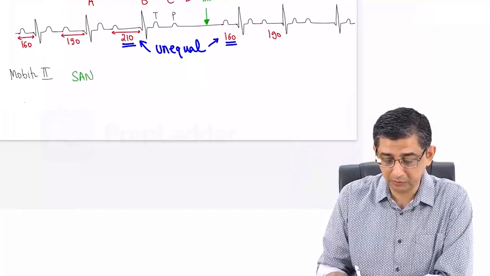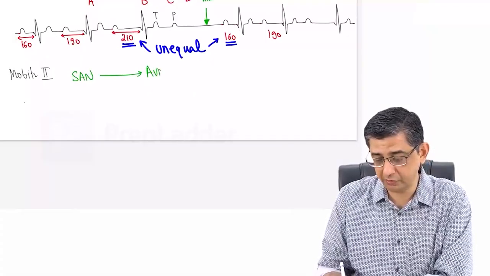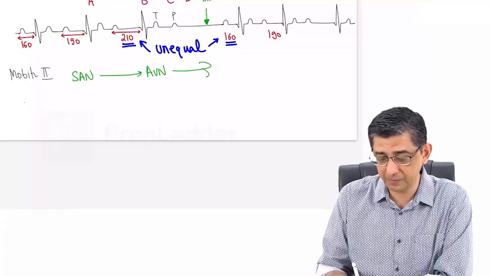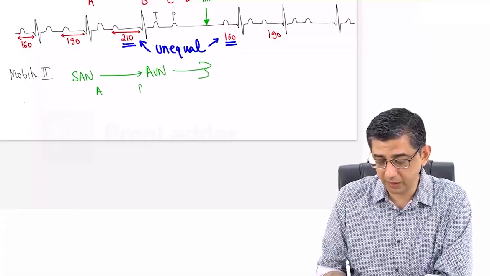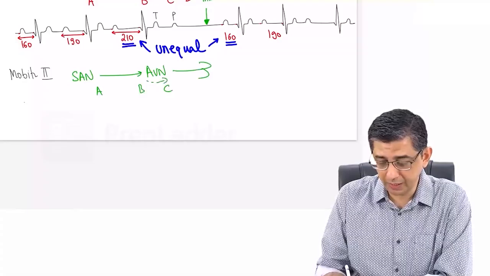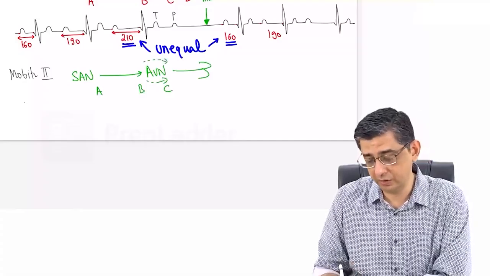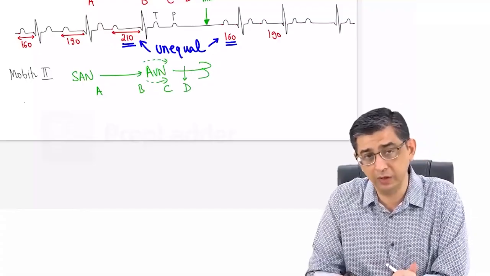So when it comes to Mobitz 2, let me first try to explain where the lesion is going to be present. Once again, we're going to put some pointers here. This is the SA node, AV node, then the bundle of His. The pointers are highlighting the conduction from the SA node to the AV node, inside the AV node, and then the septal activation with respect to the bundle of His.